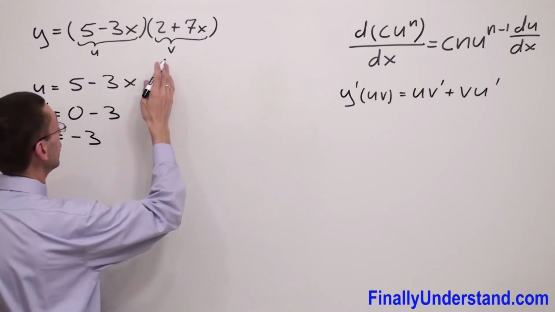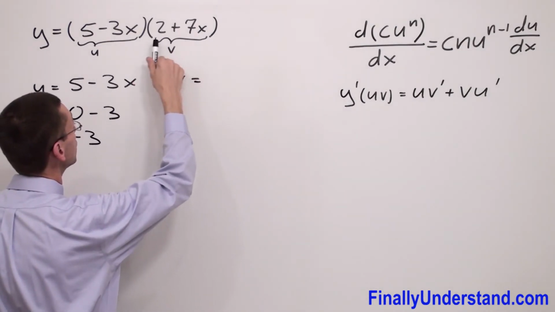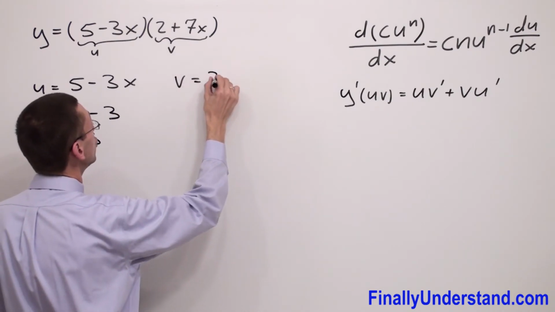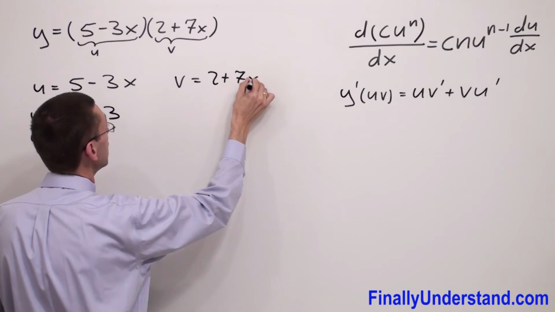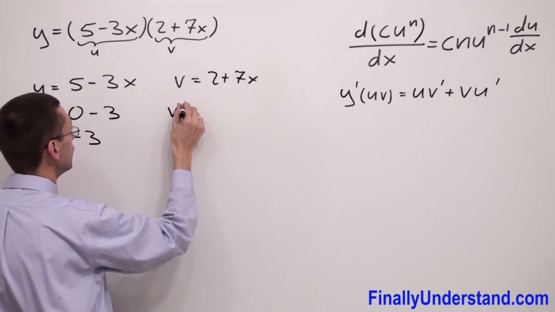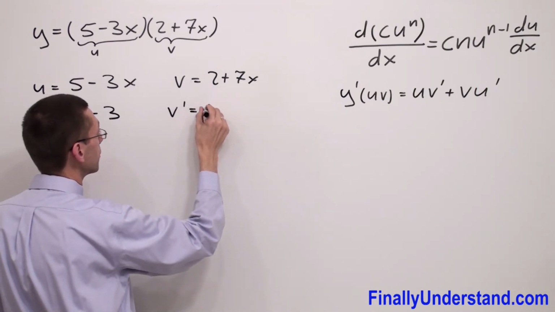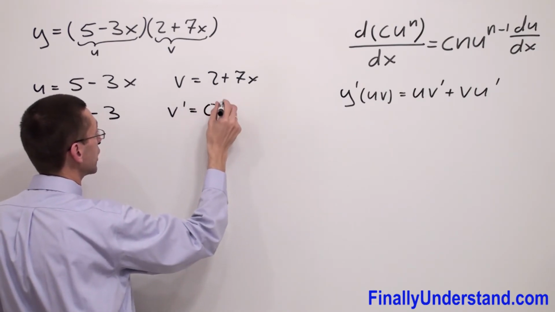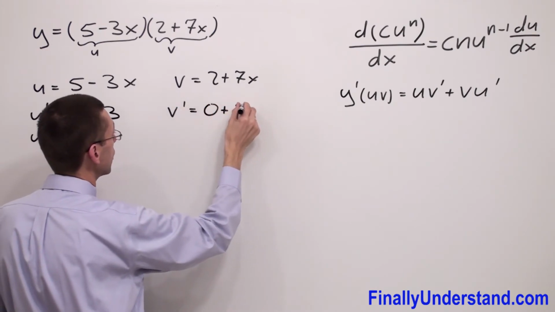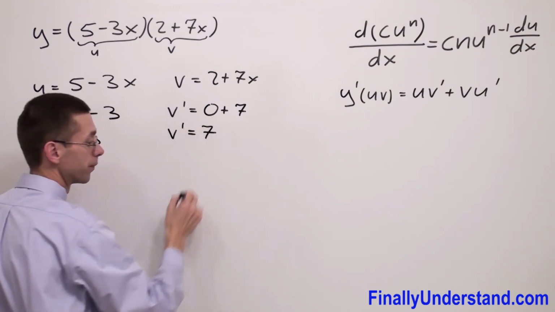So we have to find v. So v is equal to the content of the parentheses. Okay, so I have 2 plus 7x. So we have to find the derivative of it. So v prime is equal to: derivative of constant is equal to 0. We have to copy down the sign. Derivative of 7x is equal to 7. So v prime is equal to 7.